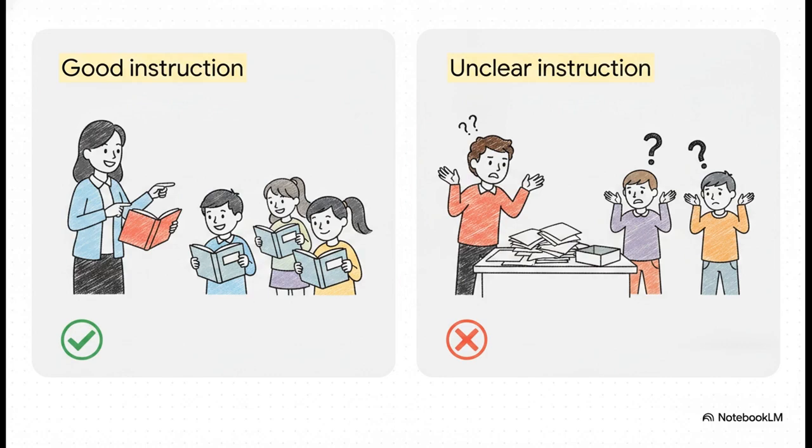Now look at the unclear example. The teacher says, complete this activity. The students are confused. They're looking around, asking, wait, what should we do? Hamesha yad rakhein. Always remember, clear and simple is always better when giving instructions to your students.